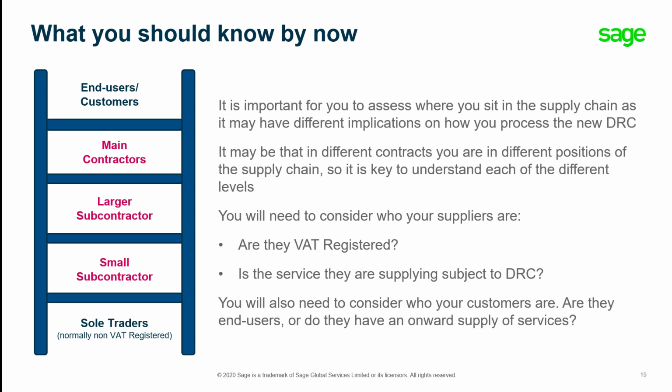You may have already determined your position in the supply chain in each of your contracts. If not, you may need to contact your customers and suppliers to confirm details, such as if they're VAT registered, if they're within the construction industry scheme, and in the case of your customers, whether or not they're end users. Remember, if you are an end user or you're dealing with an end user, this needs to be confirmed in writing.